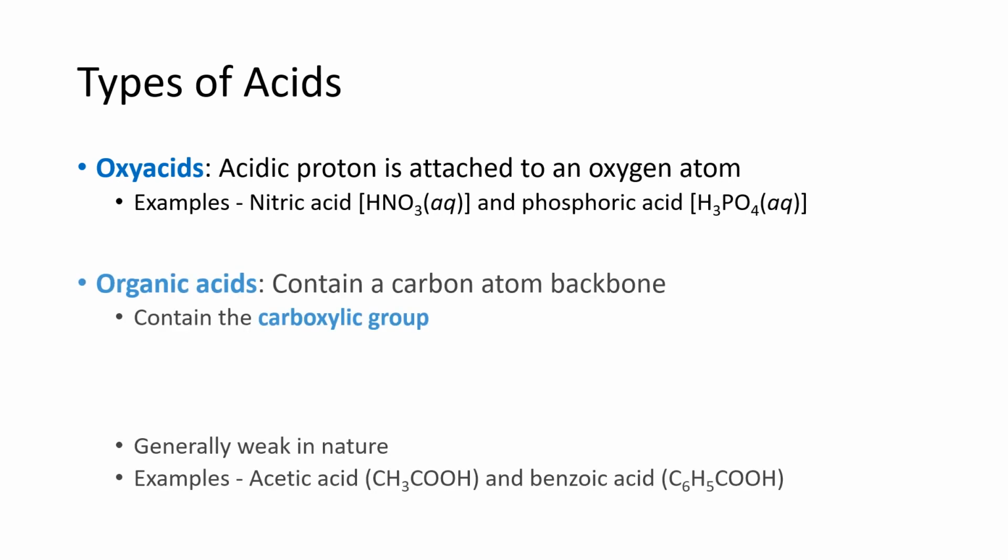Other acids include organic acids. These contain a carbon backbone, usually a carboxylic group, shown here. Functional groups like this will be discussed in an organic chemistry course. These acids are generally weak in nature and can contain multiple acidic protons. Most of the acidic protons are bonded to the higher electronegative atoms, usually oxygen. Examples include acetic acid and benzoic acid.